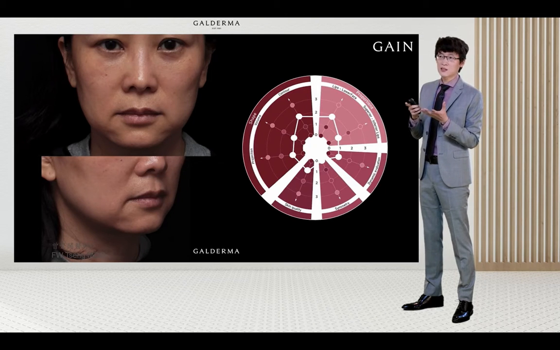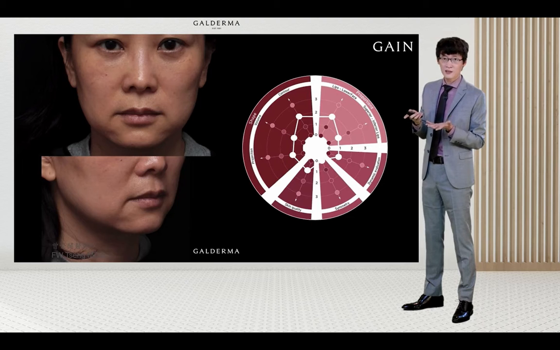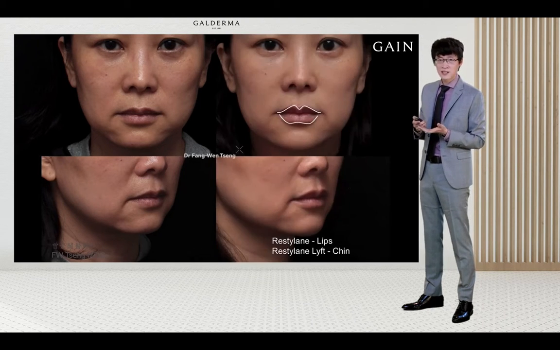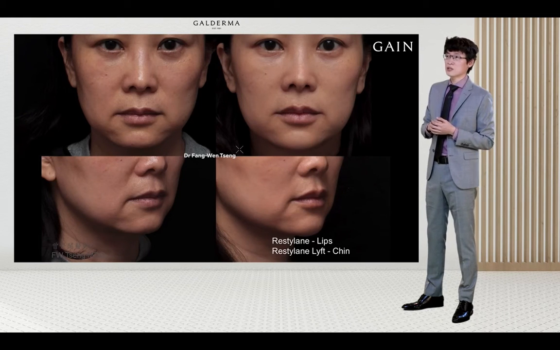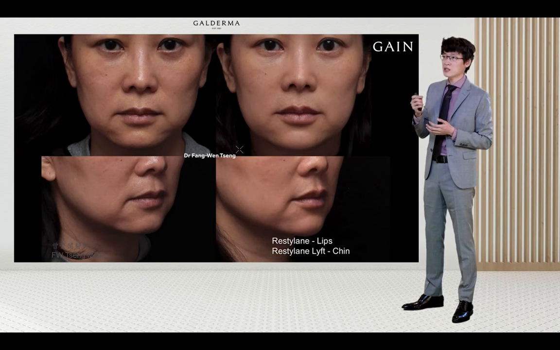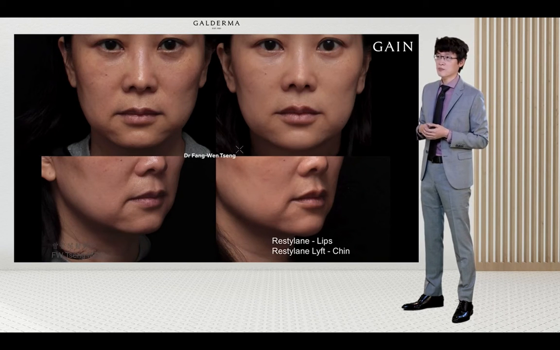But again, this lip is not perfect either. So how to make it even better? That is when we emphasize the contour. We would increase the curvature in the lower lip. We would increase the definition in the cupid's bow, and that would make the lip more attractive.